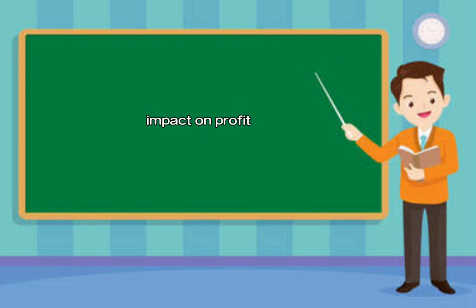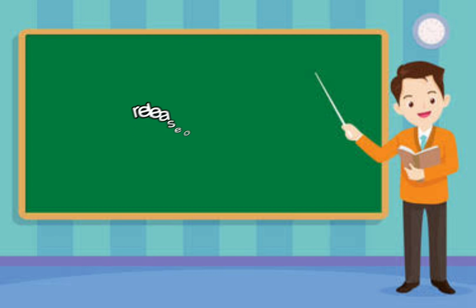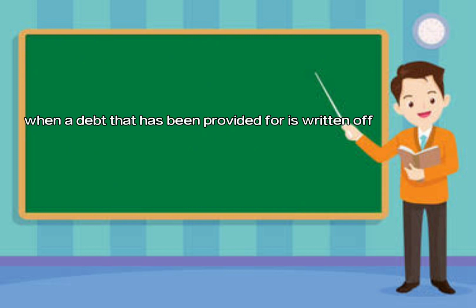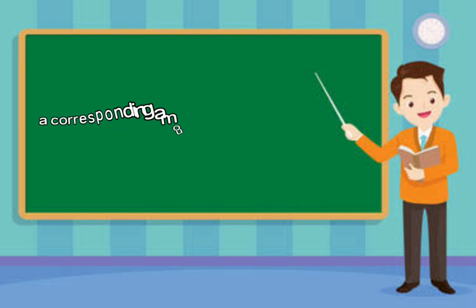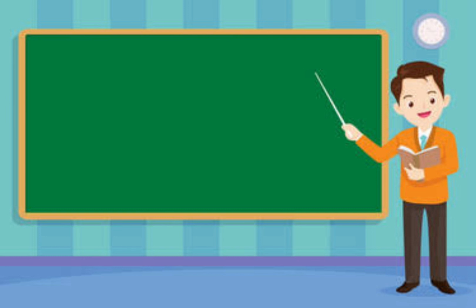Impact on profit. Changes in provision impact profits. An increase in provision results in reduced profits, and a decrease may improve profits. Release of provision. When a debt that has been provided for is written off, a corresponding amount of provision is released. The total value of provisions is reduced by the amount originally set aside for the written-off debt.